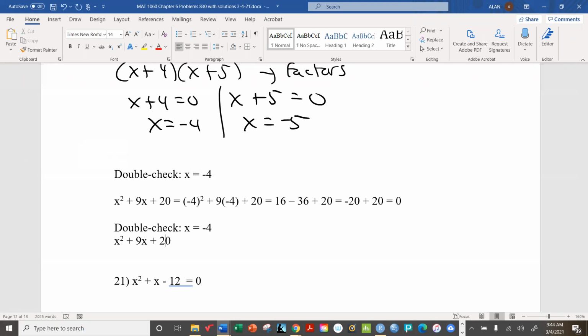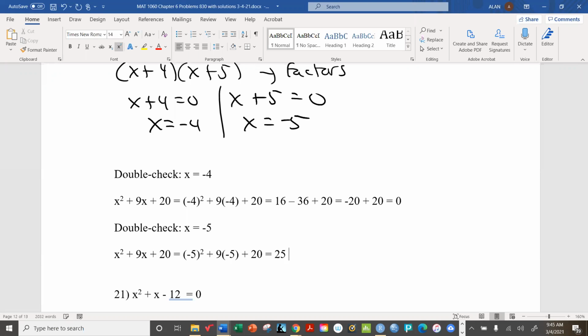All right, let's see. Then we have -5. -25 minus 45 plus 20 equals -25. Oh, wait a minute. Yes, -20 plus 20 equals 0. Perfect.